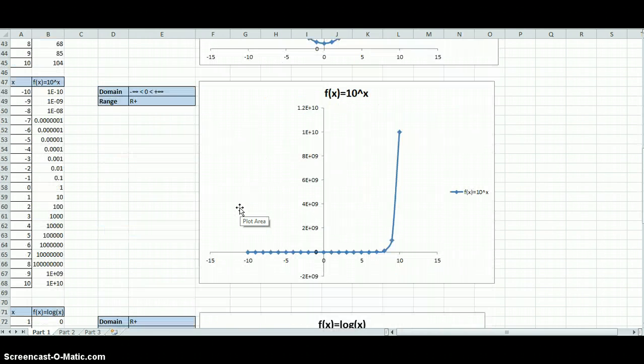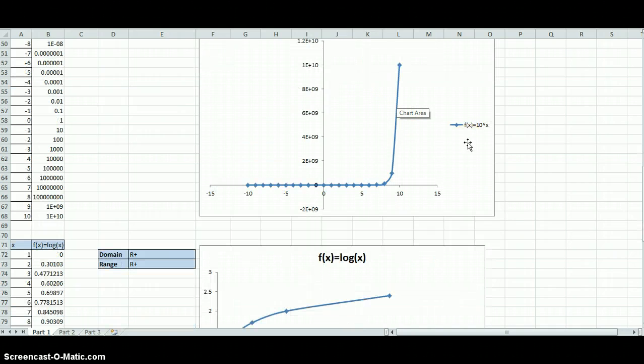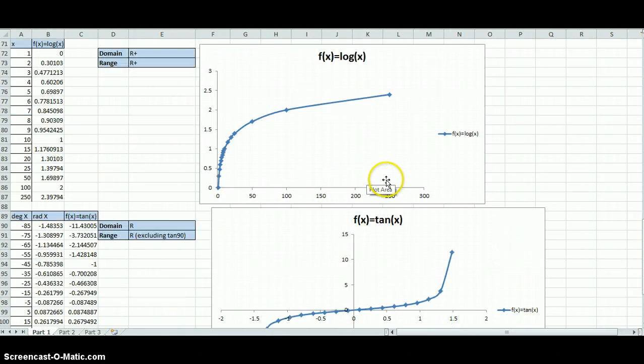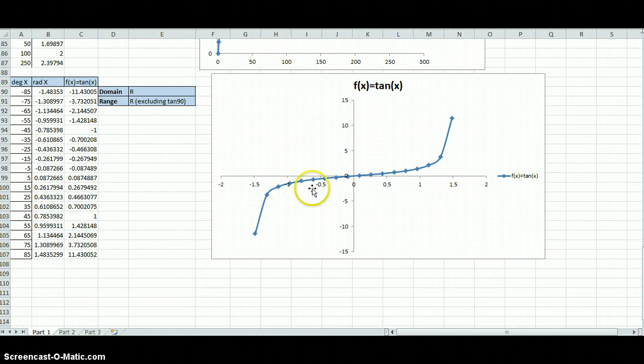graph. If we have some number to the power of x, as we can see, the graph goes nearly to 0, but it doesn't touch the 0 line, the x line, and at one point it goes straight up. Here we can see the log of x graph and tan x.